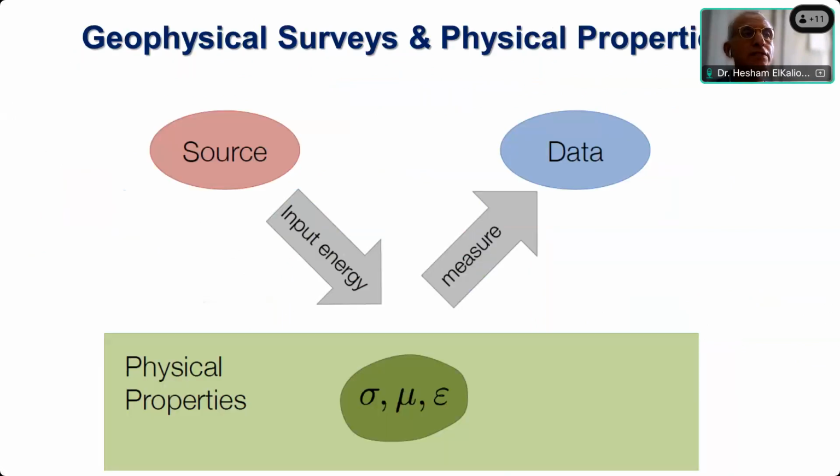Generally, any geophysical method has a source that puts some energy into the ground, whether this source is natural or artificial. The idea is to produce a perturbation or a change in the physical properties of the subsurface. And then we measure this change with different sensors and get some data. We process and filter this data, and then try to interpret it to estimate what's in the subsurface that caused the measured data. This is in general for any geophysical method.